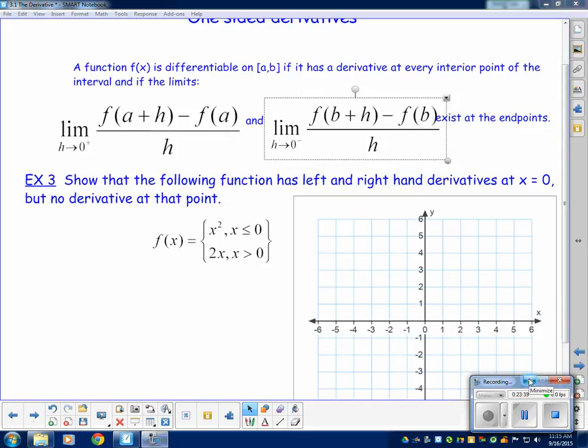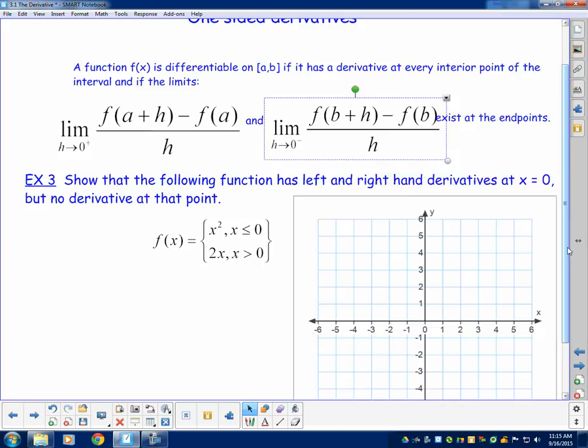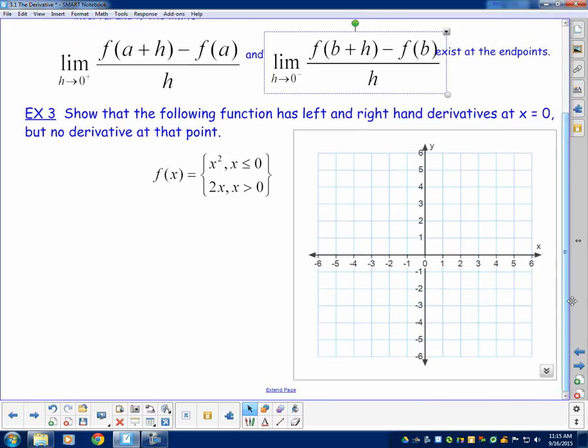Well, let's finish this up. It says show that the following function has left and right hand derivatives at x equals 0, but no derivative at that point. I'm going to draw the picture first to demonstrate this, and then we'll do the algebra.